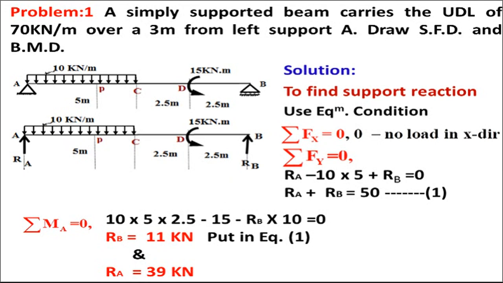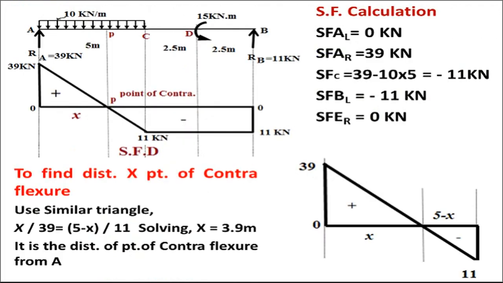Okay, after getting reactions, you have to draw SFD and BMD. So carefully see that RB is 11. This RB is 11, RA is 39. Now to draw SFD, okay, here the force diagram. Now this is the loading diagram. RA is 39, RB is 11. So draw a line of zero shear force, this horizontal line. Then come to this particular point.